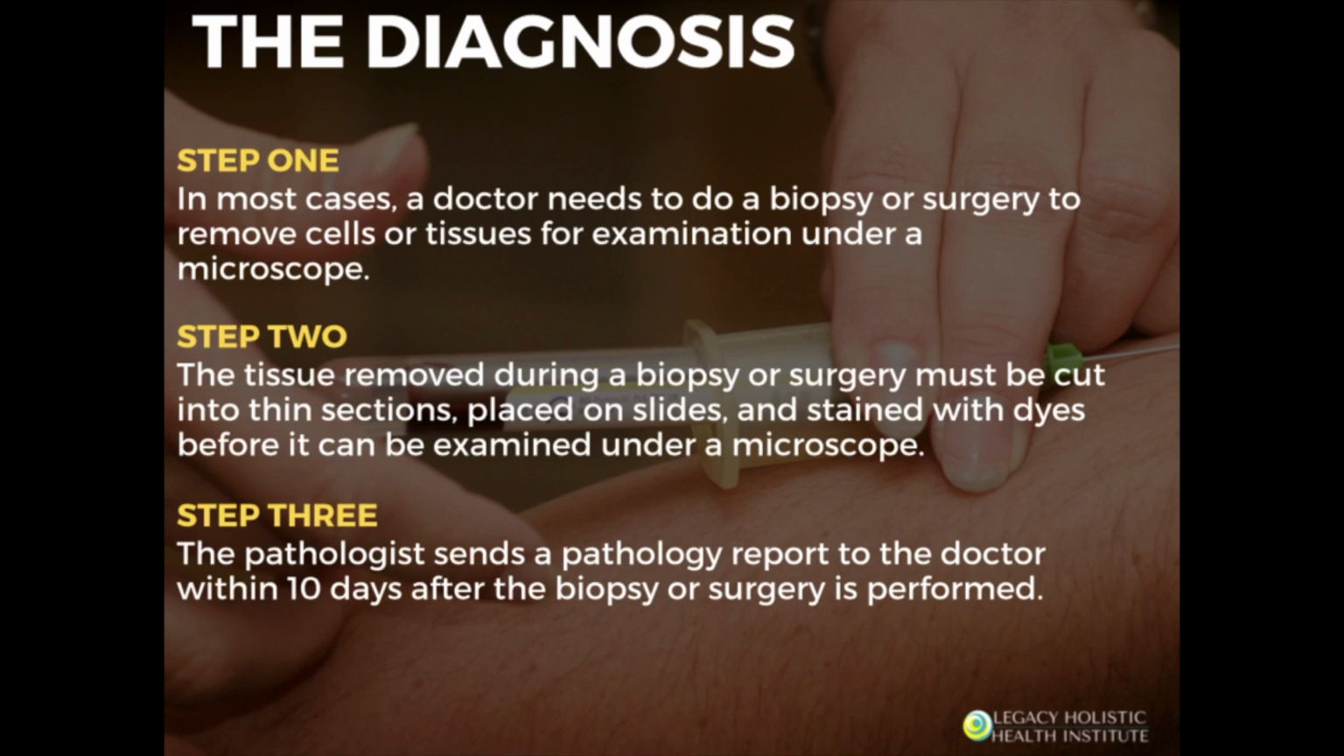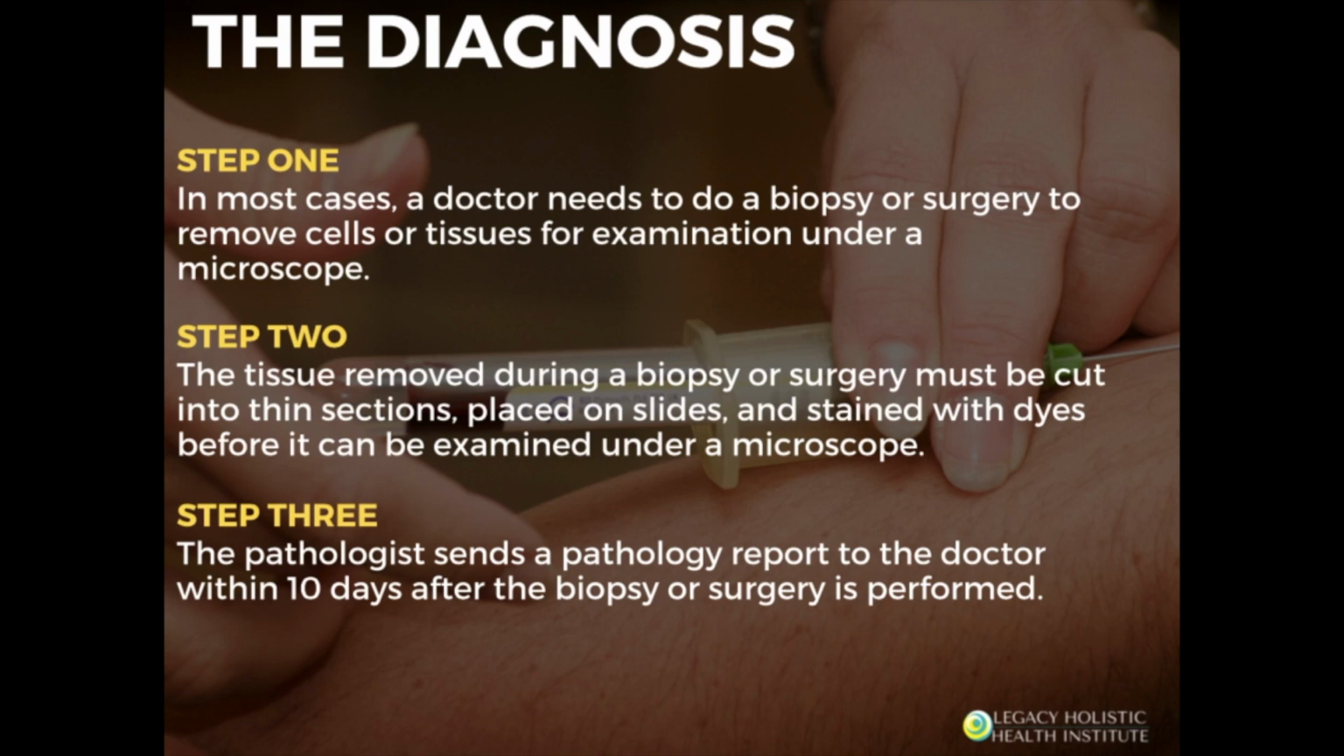Now, before any of this happens, usually a person has some kinds of symptoms that lead them to believe that something is wrong and that they need to go and see a doctor. At that point, the diagnosis steps begin to happen. Tissue removed during a biopsy is sent to a lab for pathology, where it is sliced into thin sections for viewing under a microscope. The tissue removed during a biopsy or surgery may be cut into thin sections, placed on slides, and stained with dyes before it can be examined under a microscope.